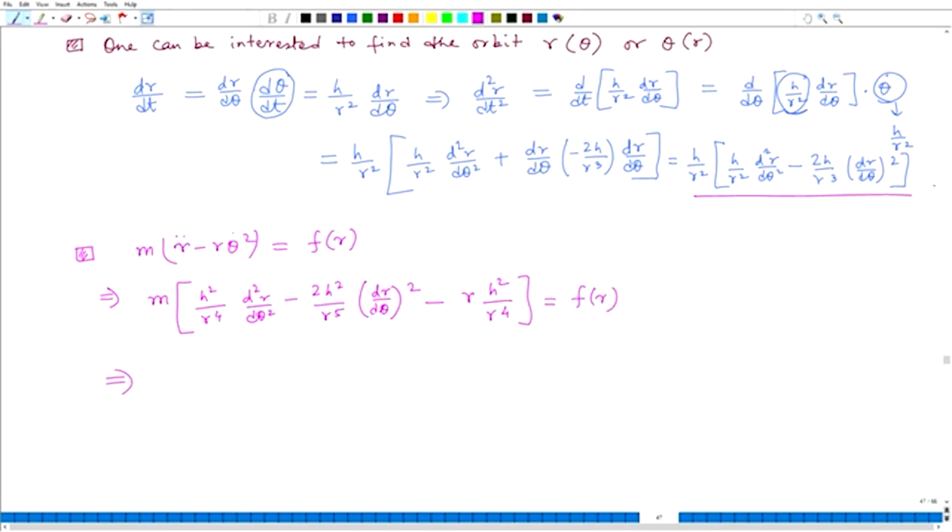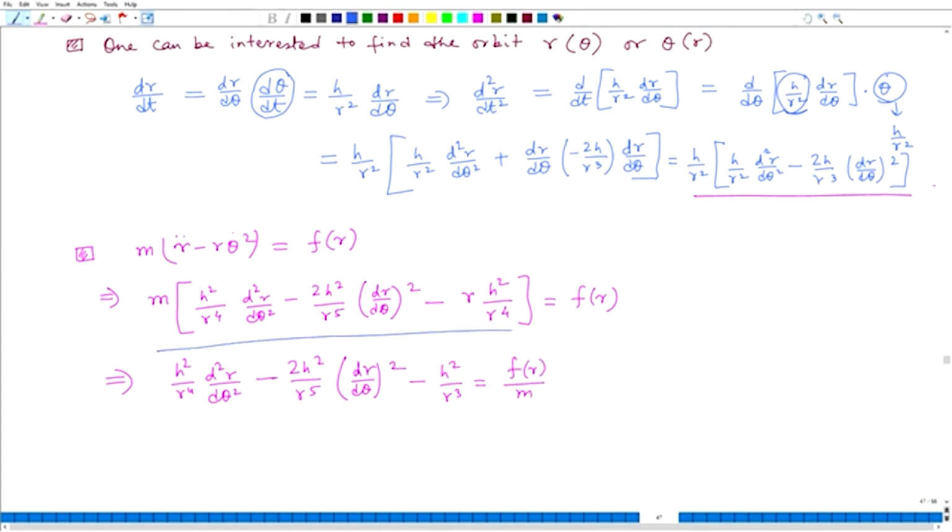Then simply I can write finally that h square by r to the 4 d2r d theta 2 minus 2h square by r to the 5 dr d theta square minus h square by r cube is equal to f of r by m. Okay. So you see, this is the general equation for orbit.